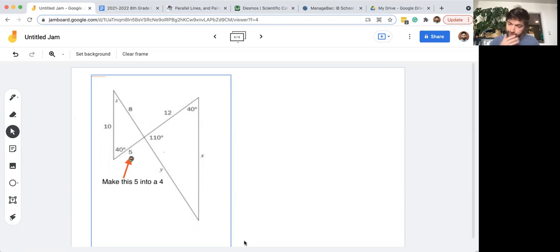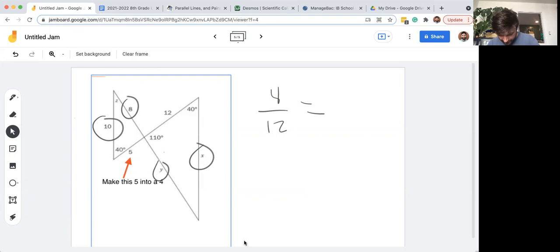You can also remember that anytime you have two triangles in that hourglass shape, it's like one is inverted. So I know that my sides are in ratio of 4 to 12. That's going to be equal to 10 over x, or 8 over y. We'll do both of them. We'll start with 10 over x. So 4 over 12 equals 10 over x.